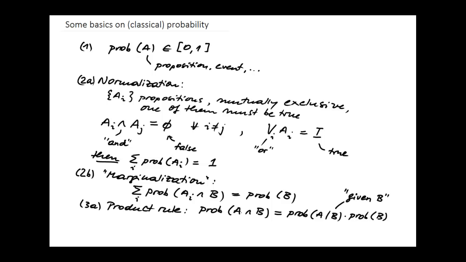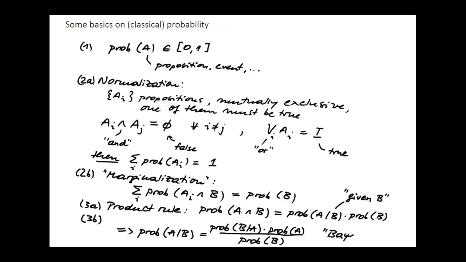And then you can equate, you can set these two possible forms of the right-hand side equal and solve for, for example, the probability of A given B. And you find that this is equal to the probability of B given A times the probability of A divided by the probability of B. This is the so-called Bayes rule.